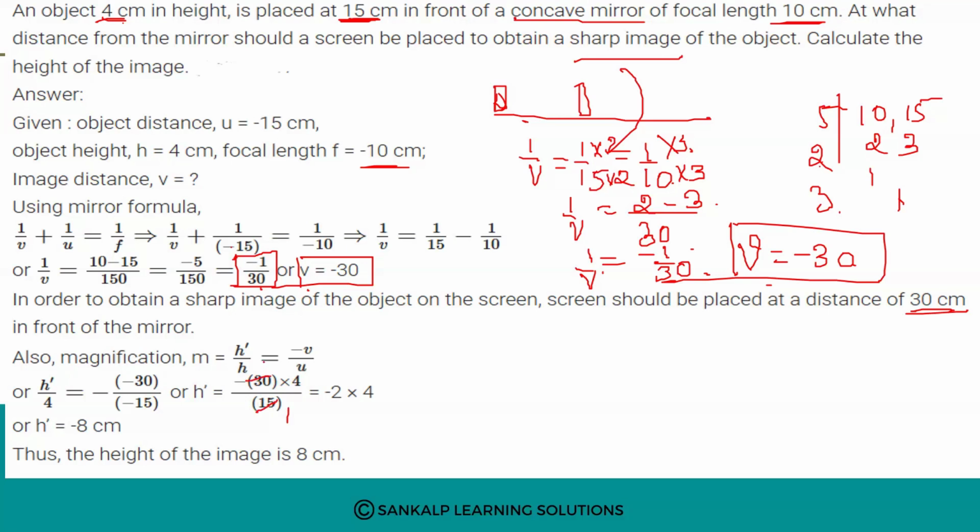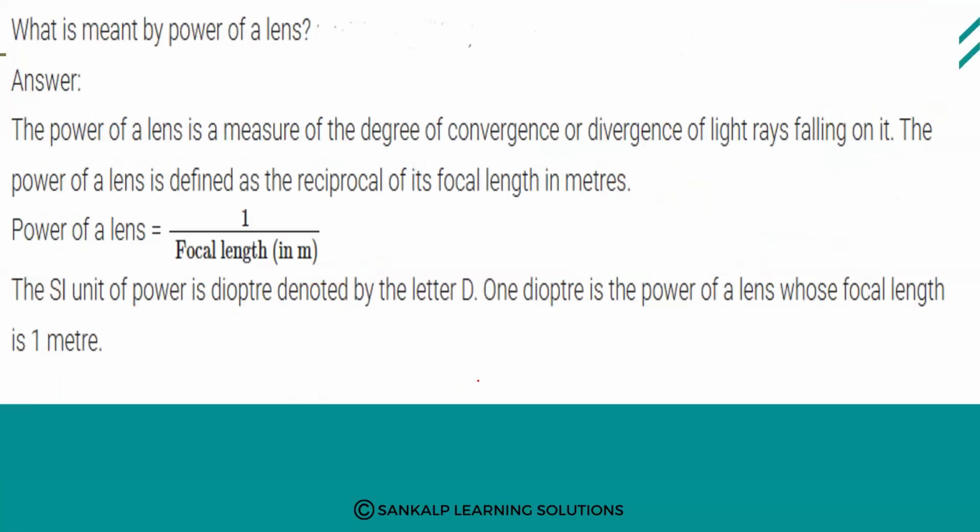15 ones are 15, 15 twos are 30, so minus 2 into 4, that is minus 8 centimeter. Thus the height of the image is 8 centimeter.